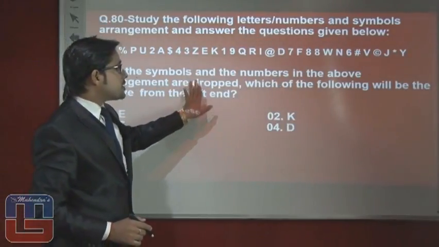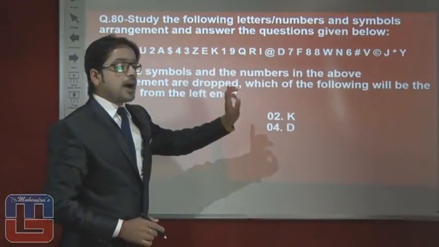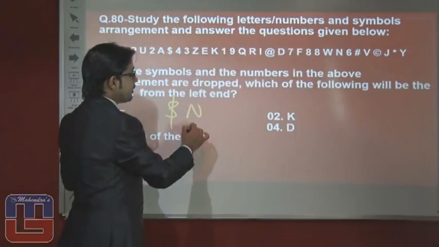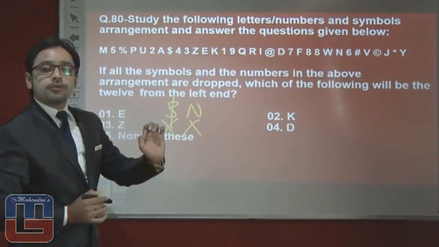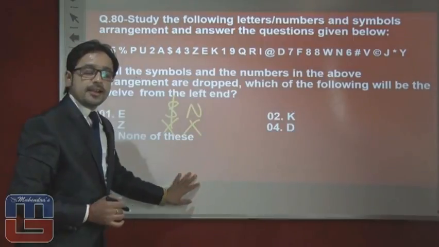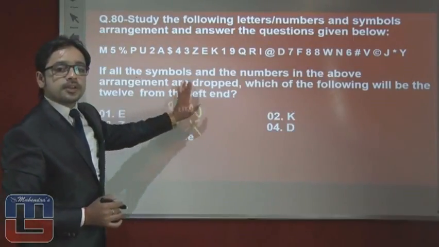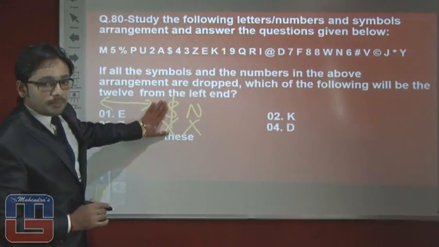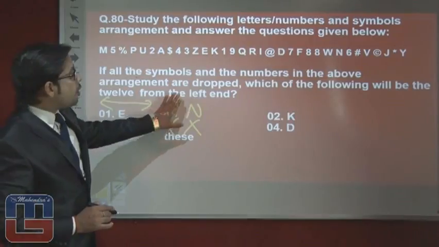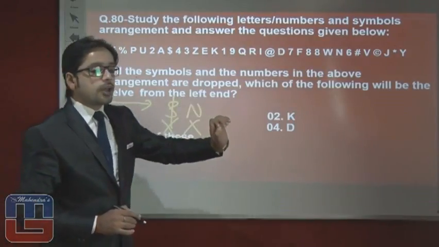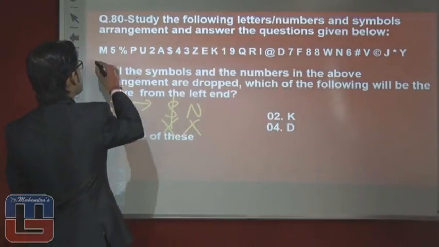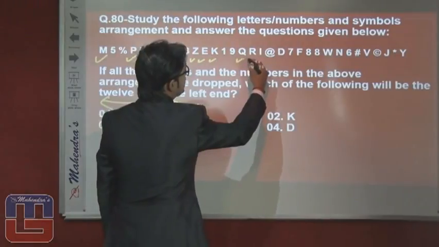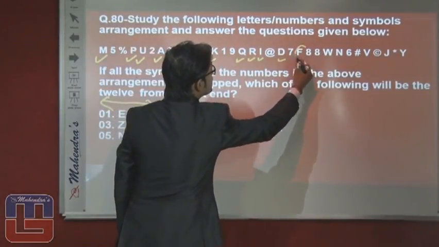If all the symbols and numbers in the above arrangement are dropped, if we eliminate all the symbols and all the numbers, then examiner wants to know which of the following in these five options is 12 from the left end. You can see here, first, second, third, fourth, 5th, 6th, 7th, 8, 9, 10 and 11 and last is 12.